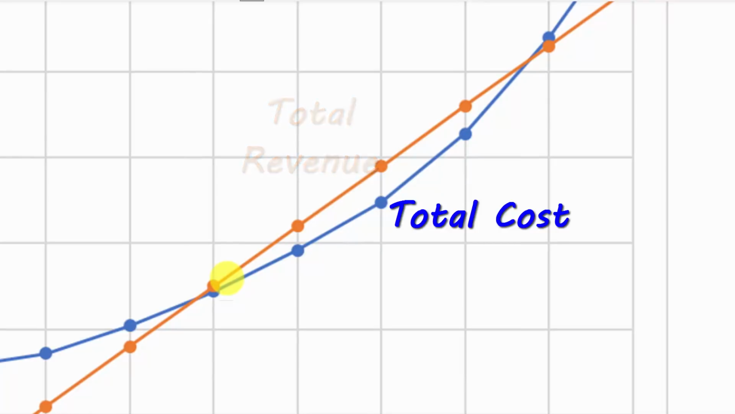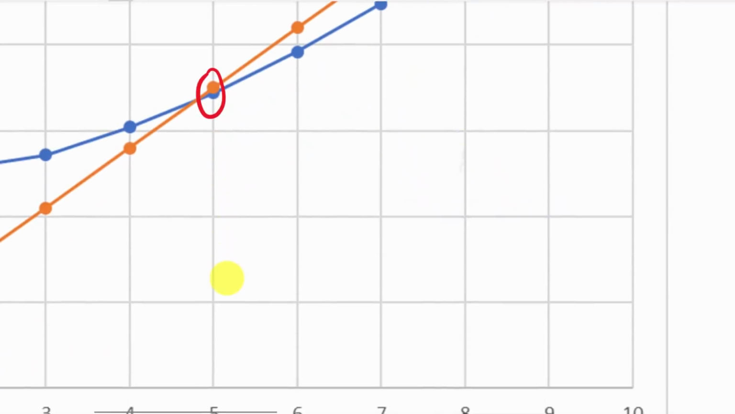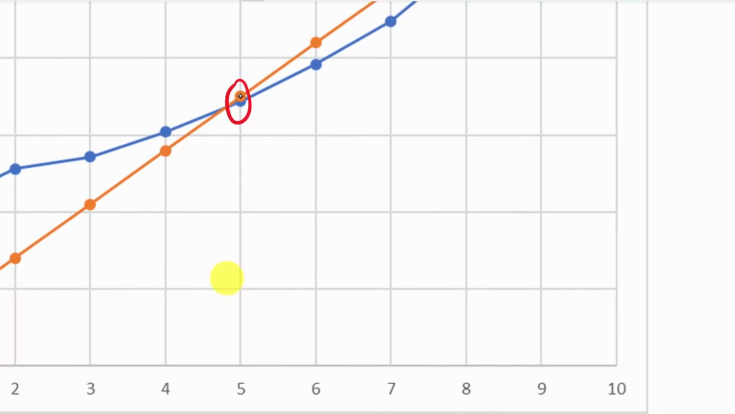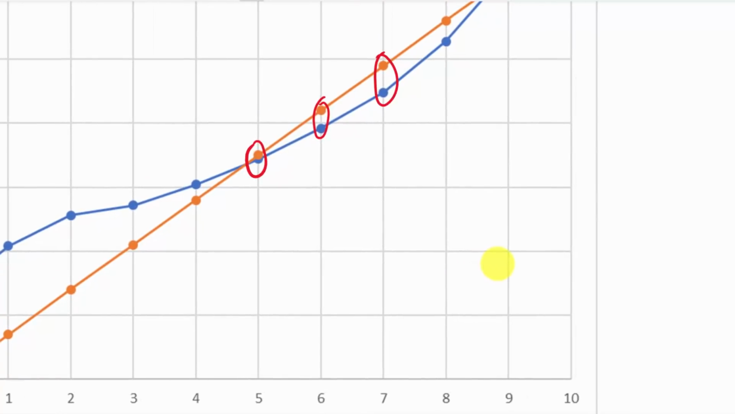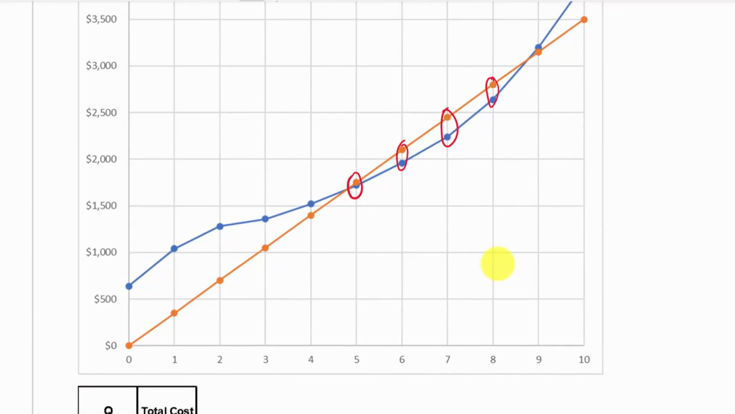Well, let's just look at a few points here. Down here, if they were producing 5 units, it looks like there's not a lot of difference between total revenue and total cost. At 6 units, a little bit bigger difference. 7 units, a little bigger. 8, I'm guessing that's a little less. So my guess, based on this graph, would be let's produce 7 units, and that's going to be where our profit is maximized when the price is $350. Now, if there was a different price, the answer would be a different number of units, right?